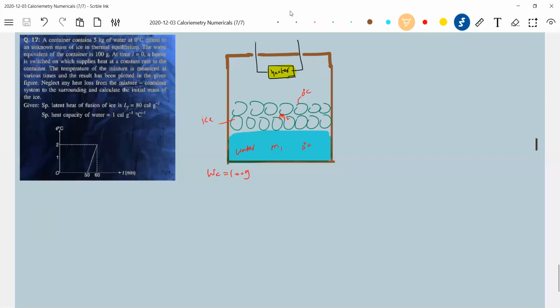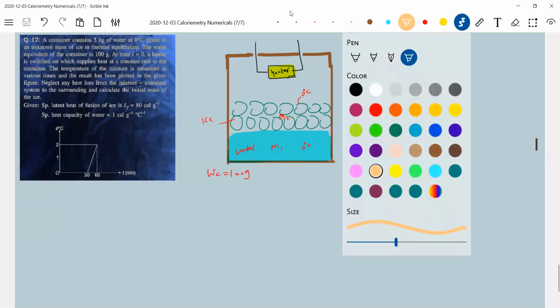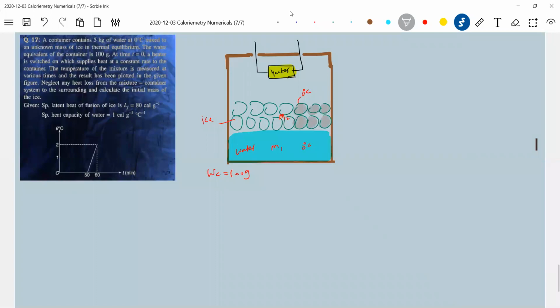Yeah, get into the problem. And these are the ice blocks. Now, the temperature of the mixture is measured at various times and the result has been plotted in the given graph. Neglect any heat loss from the mixture-container system to the surroundings and calculate the initial mass of ice.